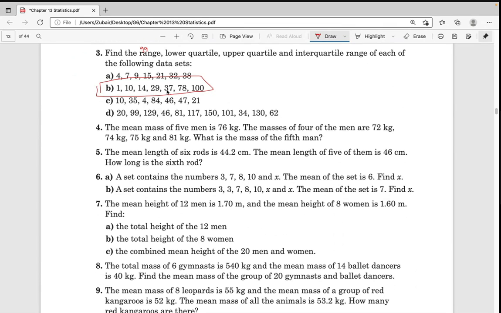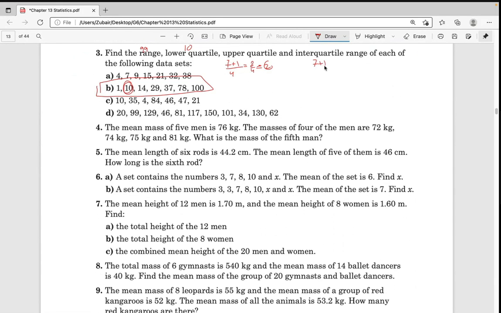1, 2, 3, 4, 5, 6, 7. Either we can count it, or when we use the formula, this is 7 plus 1 by 4. That is 8 by 4, which is equal to 2. So I'm getting the second number. Yes, sir, I got it. Lower quartile is the second number, which is 10.